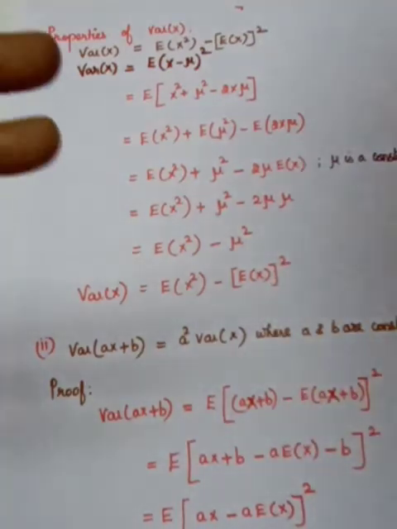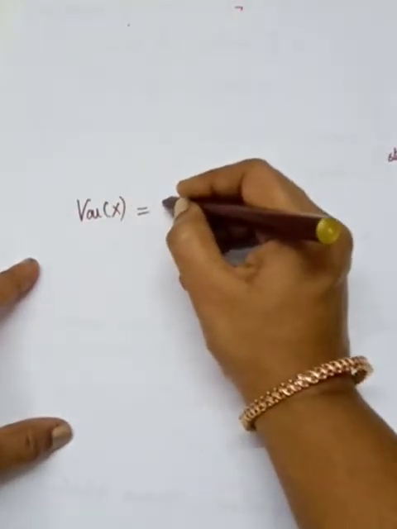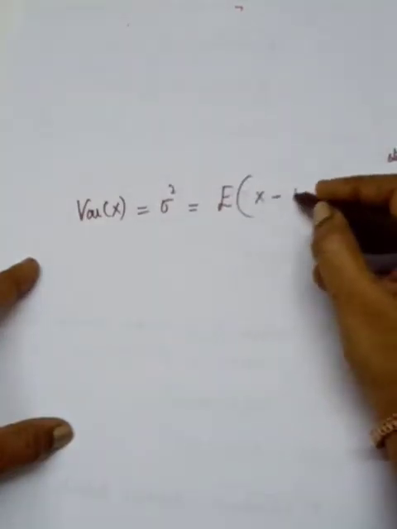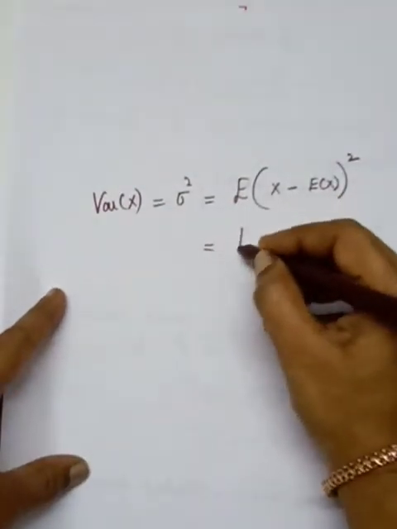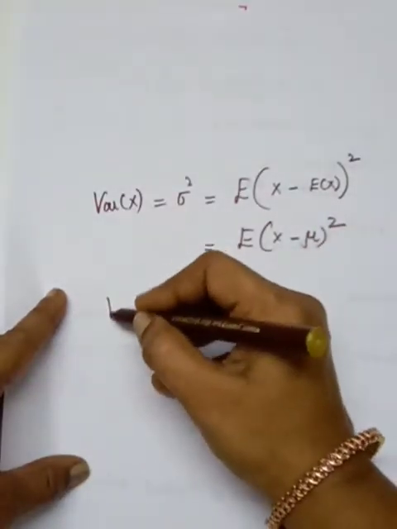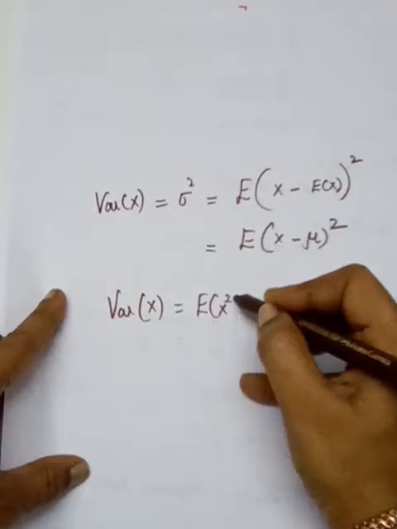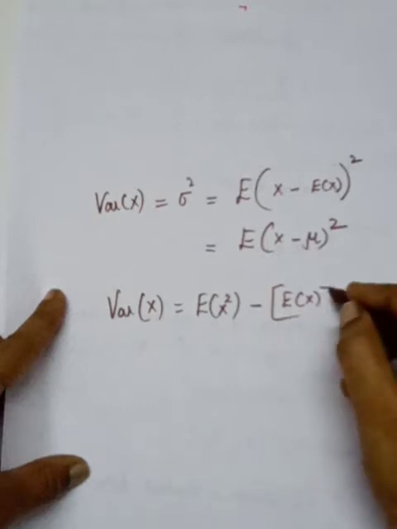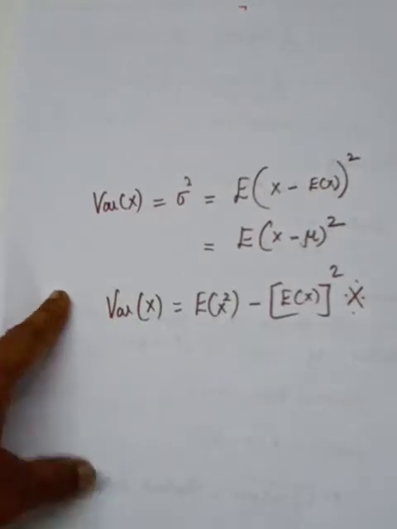Now you have the results for variance. Variance of x is denoted by sigma squared. The first formula is E of (x minus E of x) the whole square. Otherwise, you can write this as E of (x minus mu) the whole square. The next formula: variance of x is equal to E of x squared minus E of x the whole square. You should know this in solving the problems.